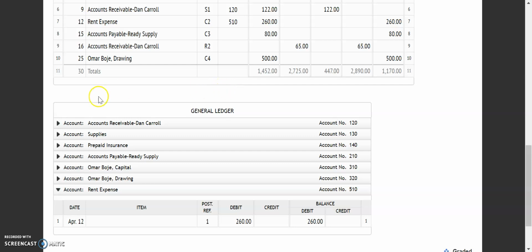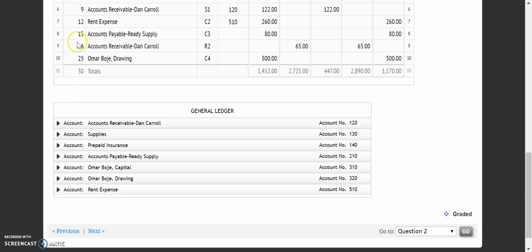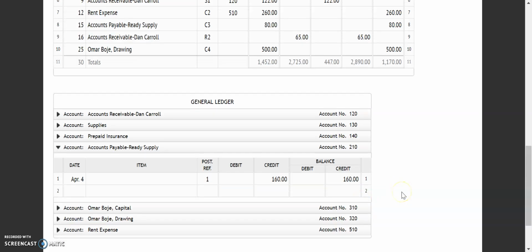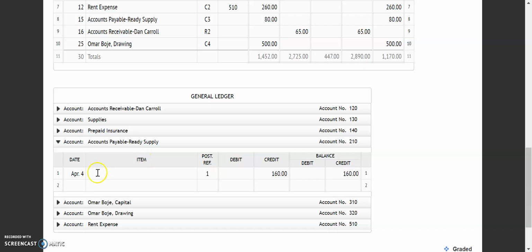Now, notice that our next transaction is once again for accounts payable for ready supply. So let's look at this, because this is the first time that we're going to have a second transaction in our ledger. So a couple of things we need to pay attention to. First off, because it is on the second line, we do not need to include the month. So all we need to put is the date, which is the 5th. We still put the post reference as journal page number 1, because that means that if we had an error here, it would tell us we need to look at journal page 1 to find the transaction.